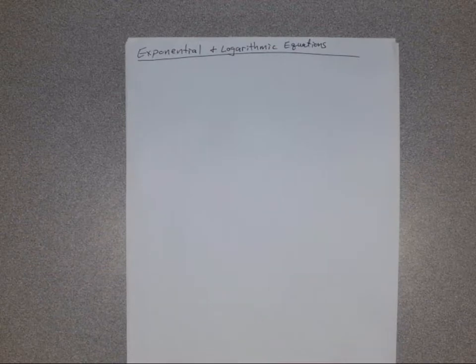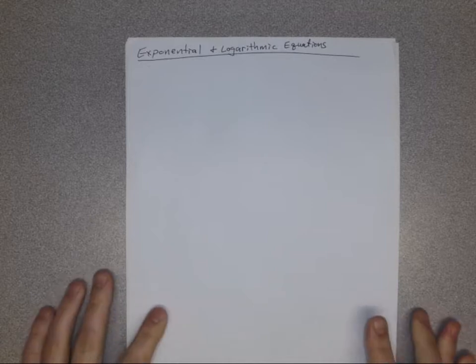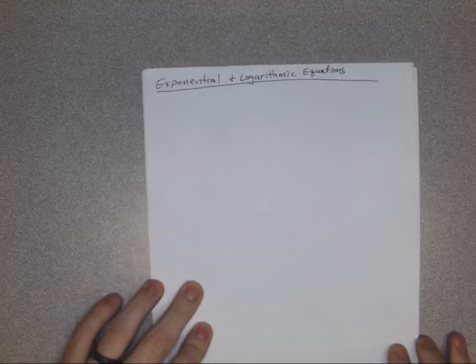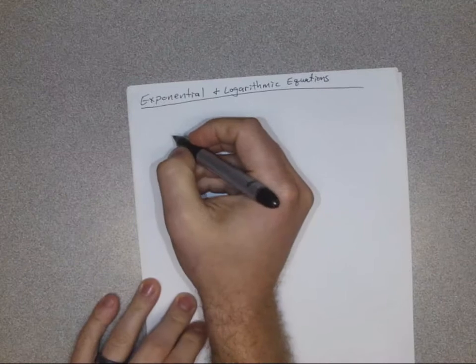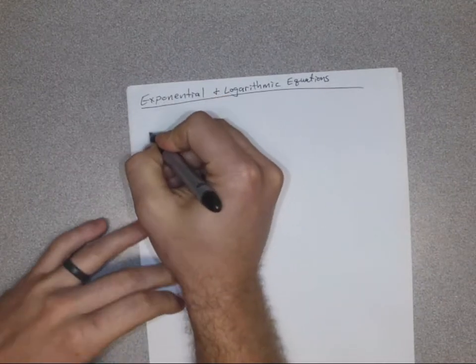Now we're going to learn how to solve exponential and logarithmic equations. So some of these can get involved. I'm going to teach you really one way how to do most of these, and there's going to be an exception that we'll get to. So first, we're going to talk about an equivalence property for exponential expressions.